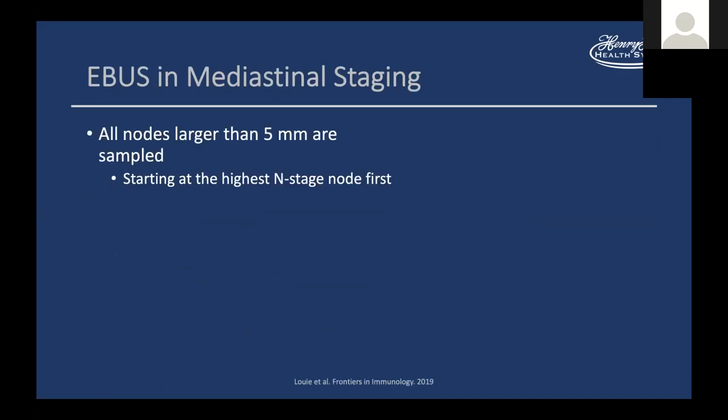When performing an EBUS and mediastinal staging, we look at all lymph nodes, and lymph nodes that are larger than 5 millimeters are sampled. And when you're sampling, you start at the highest node stage first. So you start at your N3 nodes, or rather N2 or N3 nodes that are larger than 5 millimeters, and you sample to N1.